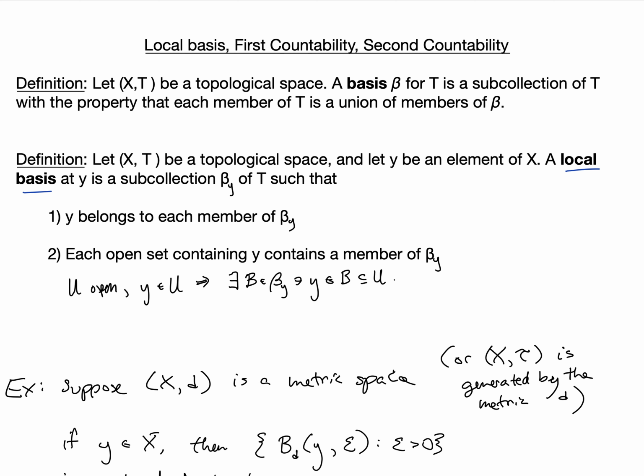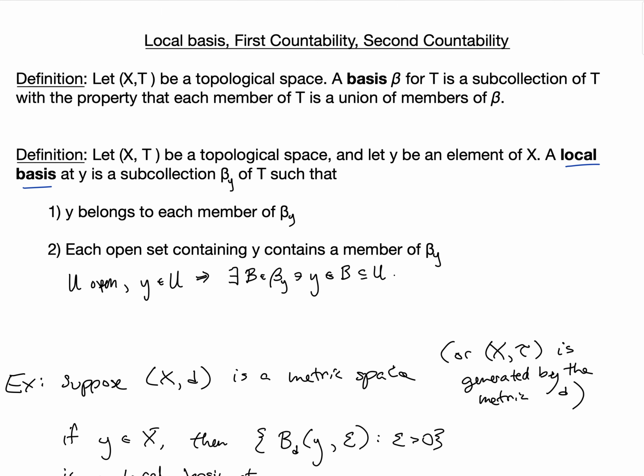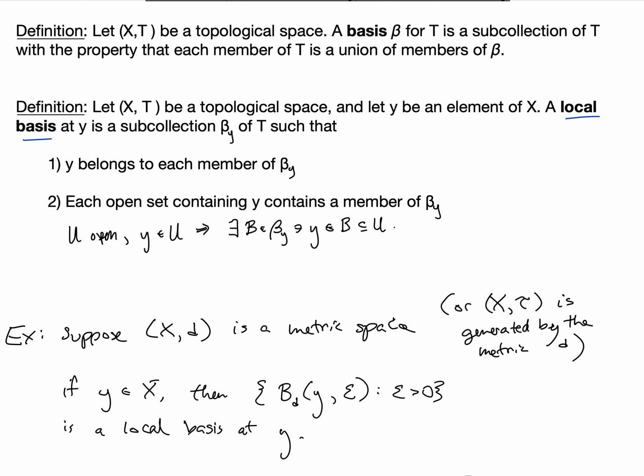Let's look at a couple examples. So first, if (X, d) is any metric space, or in other words, (X, tau) is the topology generated by some metric d, and y is an element of the set X, then the balls of positive radius centered at y are going to form a local basis at y.